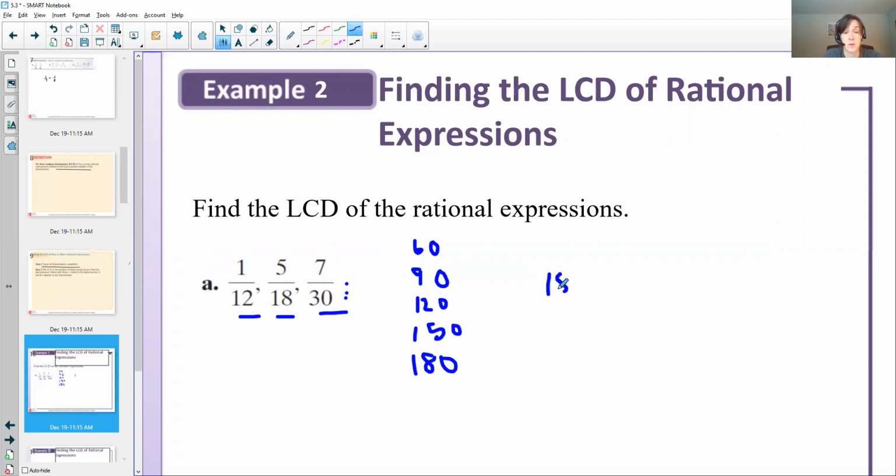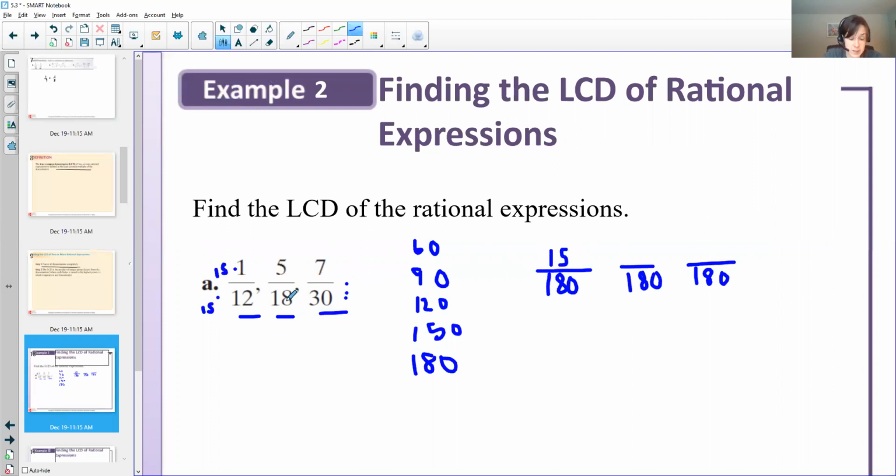Okay, so let's make least common denominators. Let's turn them all into 180s. Remember the process for this. So to turn a 12 into a 180, I'm going to multiply by 15. So multiply the top and the bottom by 15. That's going to make that 15 over 180.